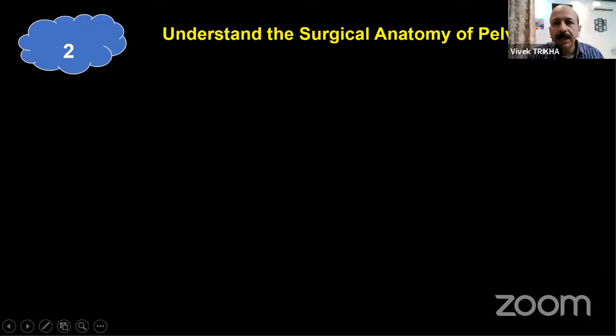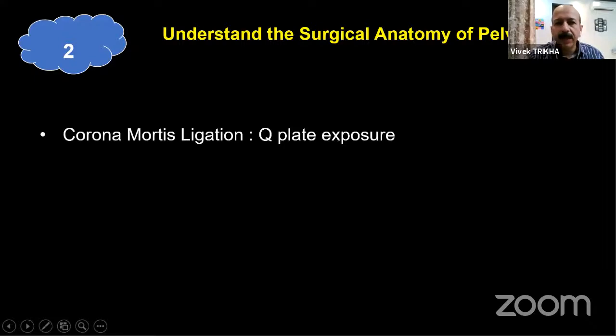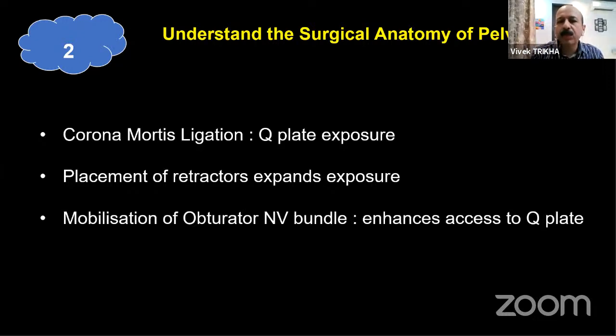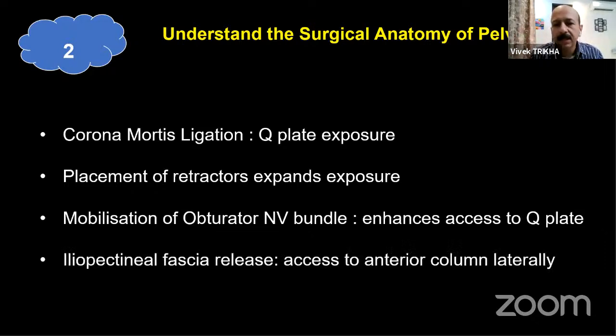Then we understand the anatomy. Corona mortis ligation is the key step in the anterior intrapelvic approach, which gives us the exposure to the quadrilateral plate. The placement of retractors will help us expand the exposure, and we need to mobilize the obturator nerve and the neurovascular bundle to enhance the access.